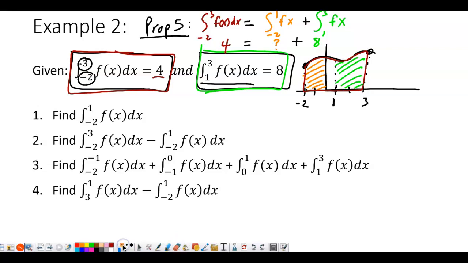So I'm going to come up here and I'm going to replace that with -4. All right. Now that means I just discovered a new piece of given information. And I'm going to add it to my given information.